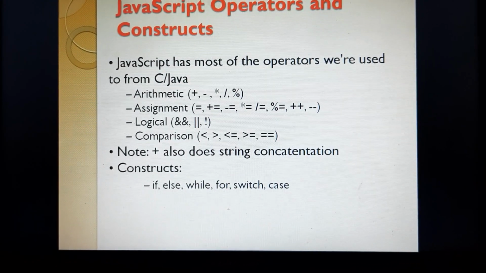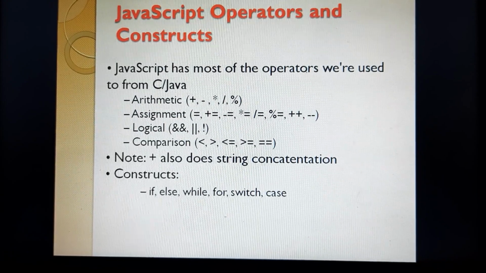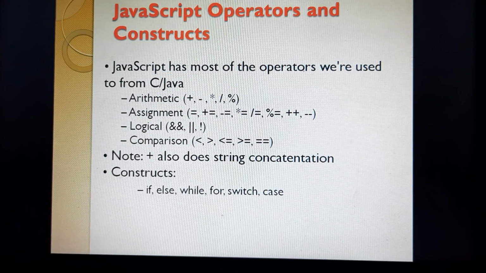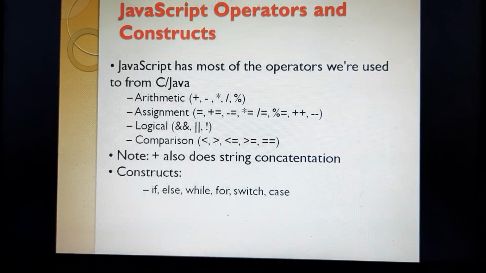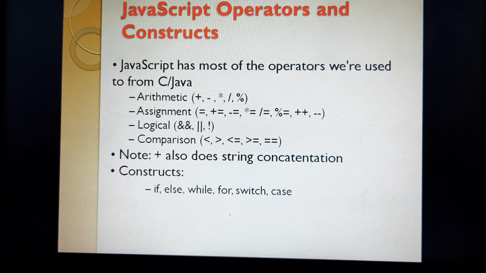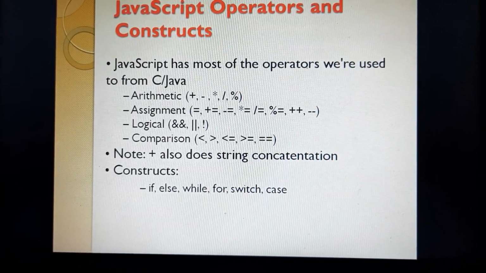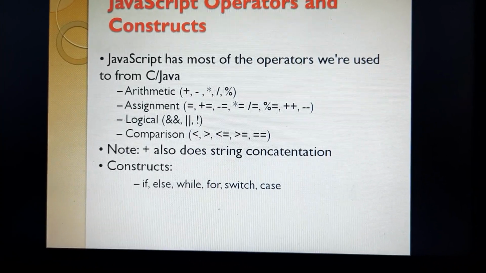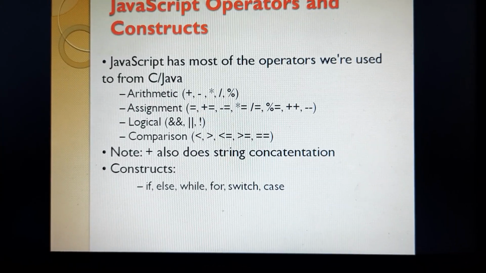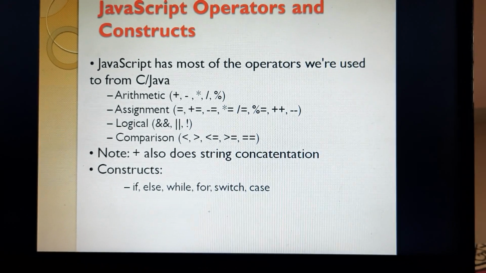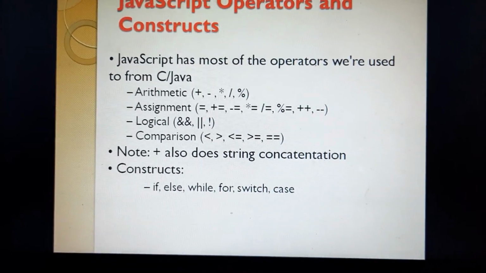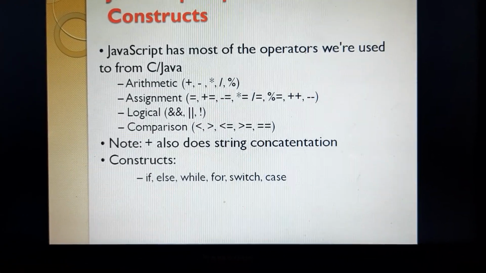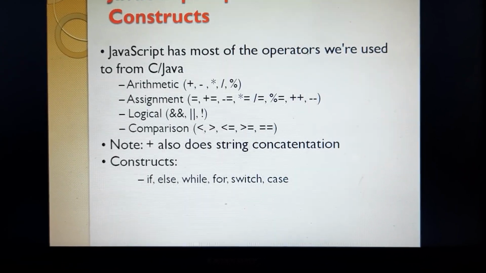So this is the one example of how we can declare the JavaScript variables. Now similarly, we have JavaScript operators and constructs. JavaScript has most of the operators which were used in C and Java, as we used arithmetic operators like plus, minus, asterisk, forward slash, and percentage symbol as modulo division. So we have addition, subtraction, multiplication, division, and modulo division symbols as arithmetic operators.